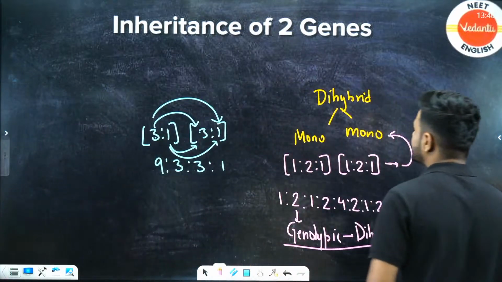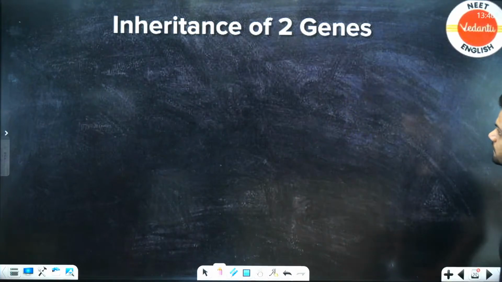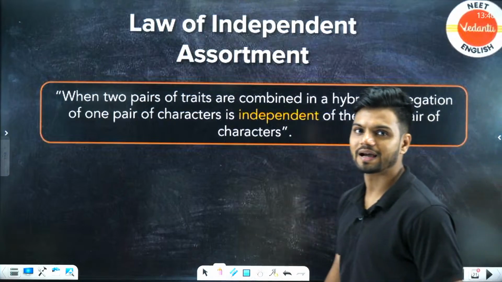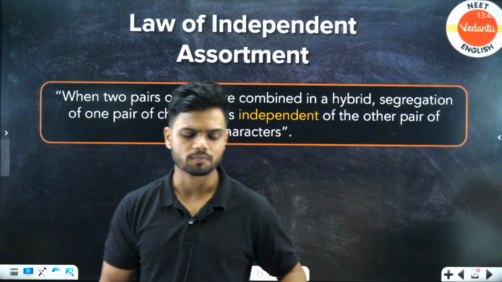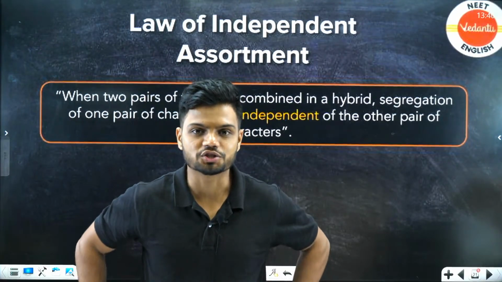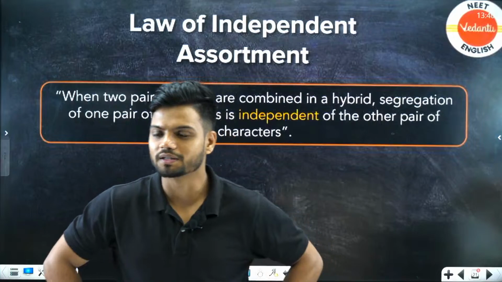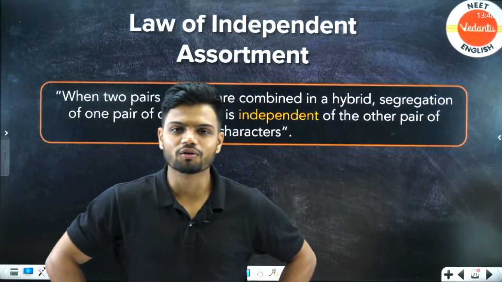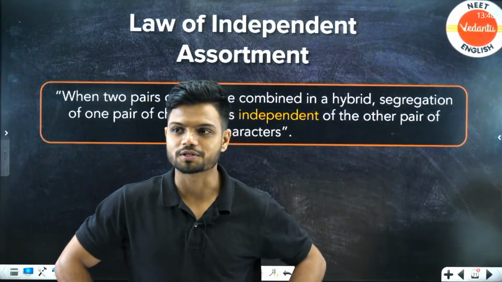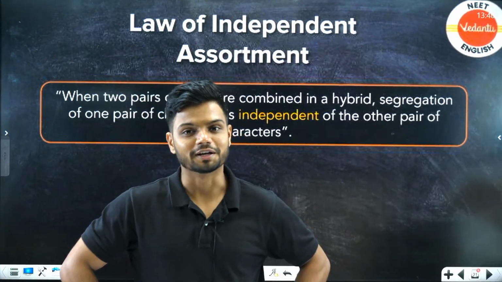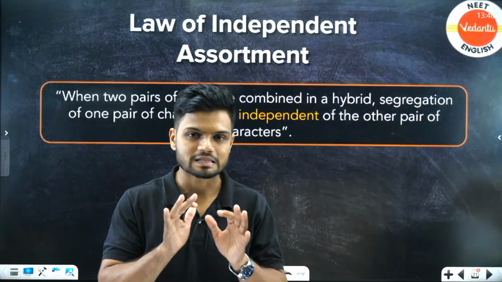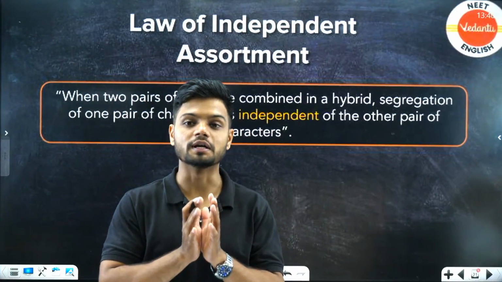That is going to be your dihybrid. Inheritance of two genes. With the help of a monohybrid cross, we got the law of dominance as well as the law of segregation. Now, with the help of a dihybrid cross, what do we get? There is a simple law, called the law of independent assortment.